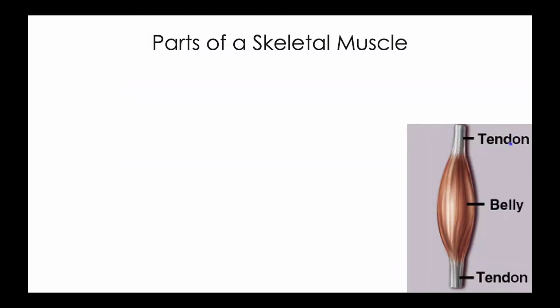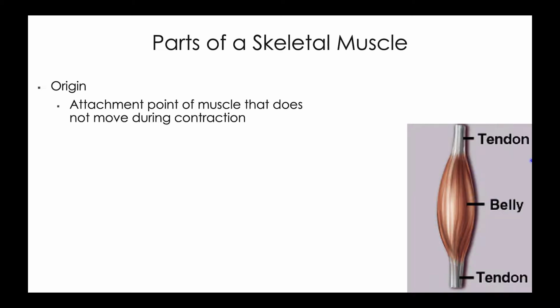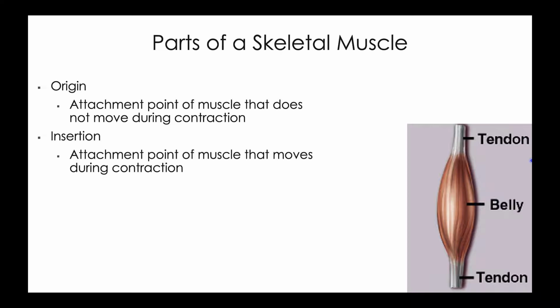If we look at the bottom right, you can see that on either end of the muscle we have a tendon that's going to attach it to a bone or some fascia. And then in between the tendons we have the belly of the muscle. These are our contractile cells that are making up that belly. Now, an origin is essentially the attachment point of a muscle that is not moving during a contraction. And the insertion is the attachment point of a muscle that is moving during contraction.